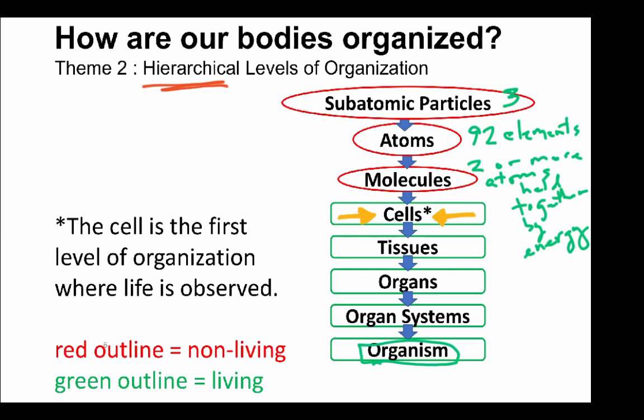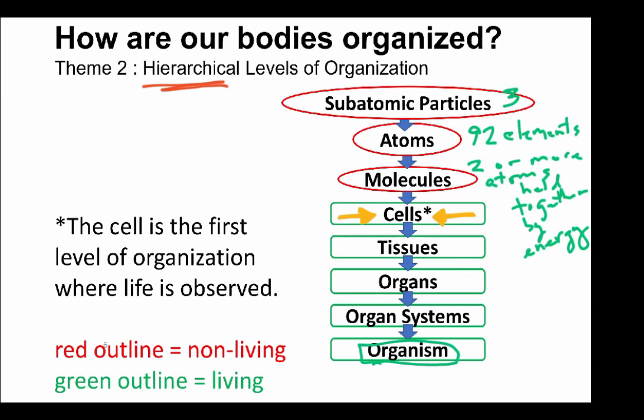Cancer cells will live forever in a dish. That's one of the properties of cancer cells. But non-cancerous cells have a particular lifespan, in the same way that an organism like a human or a dog has a particular lifespan. So cells are alive in and of themselves.